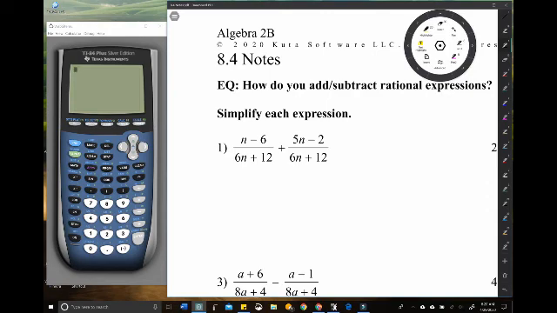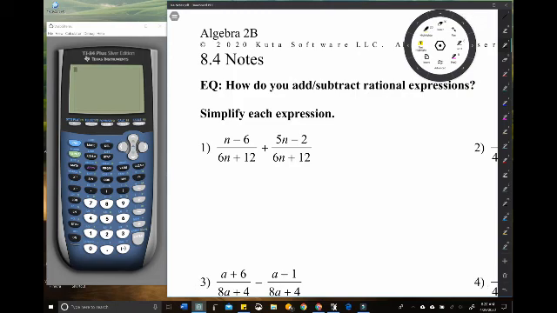Hello Algebra 2B and welcome to Lesson 8.4. Today we are going to be adding and subtracting rational expressions. The key thing for today is that we need to have common denominators. That is just something we always needed whenever you add or subtract fractions. If there are common denominators, that makes your life a little easier.